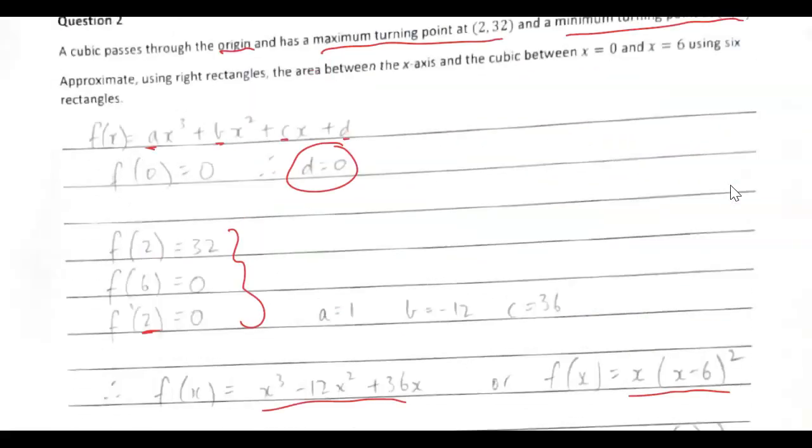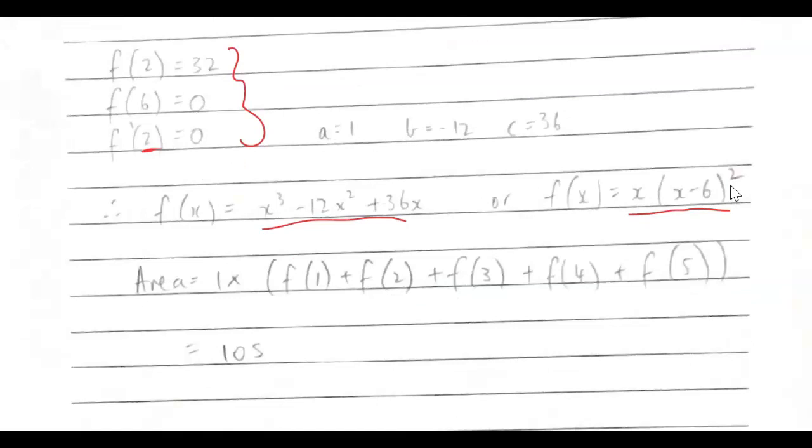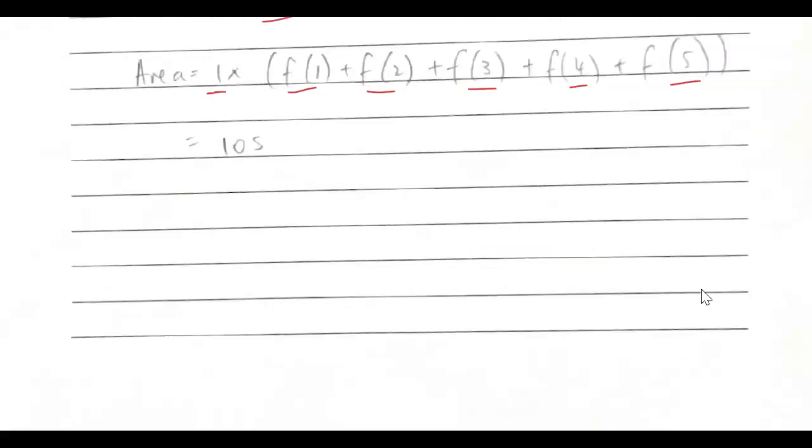So for this question, we had to approximate using right rectangles, and we're going between 0 and 6 using 6 rectangles. So that means the width is 1, which you can see here, and all these substitutions are just finding the height of your rectangle. Again, we've done that quite a lot of times. So the area is 105.